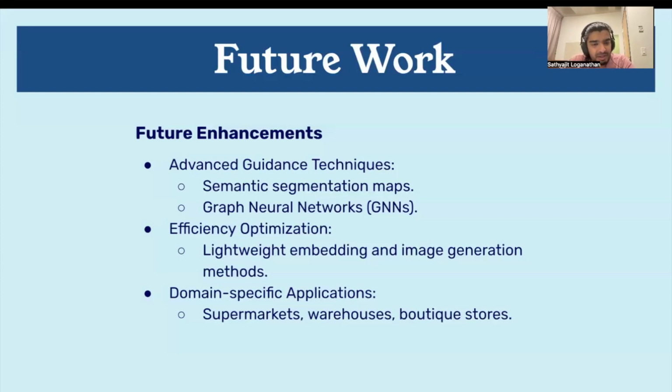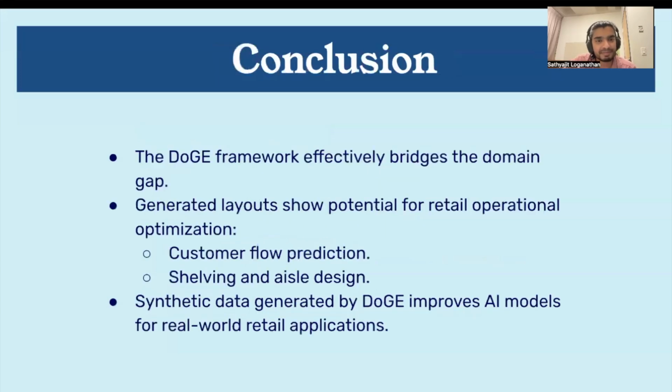Another future enhancement may be checking out specific applications for supermarkets, warehouses, and boutiques, sub-classifying the domains that are outputted, and then checking how they perform under those circumstances, and whether they are able to specialize in these aspects. So those are some of the other future work that can be done.